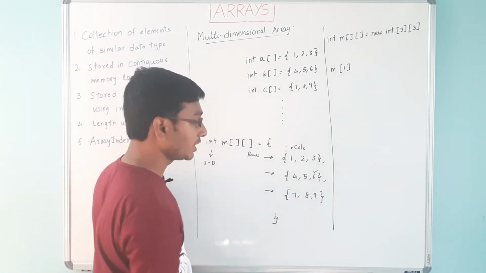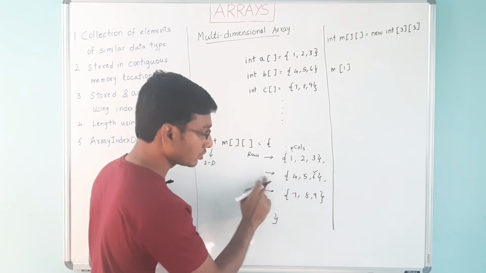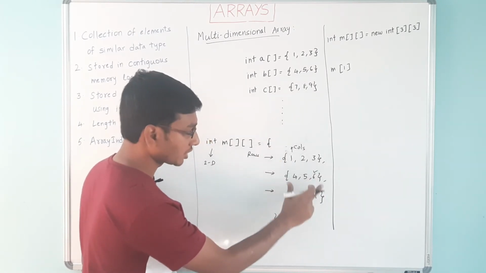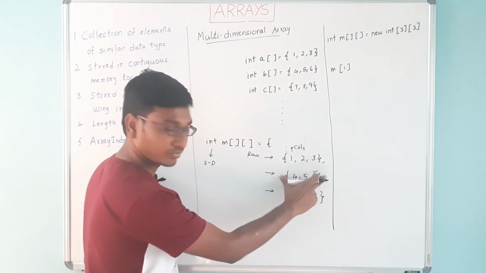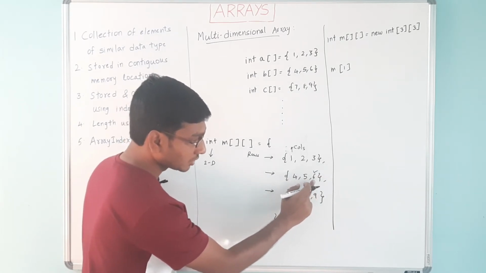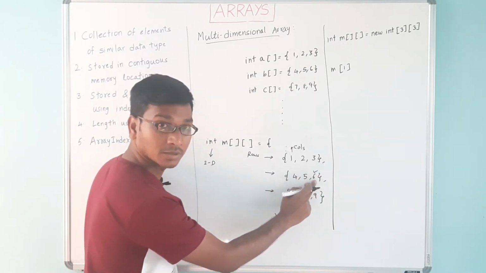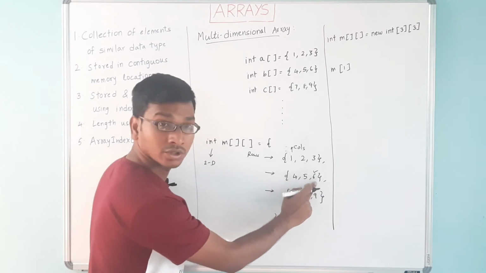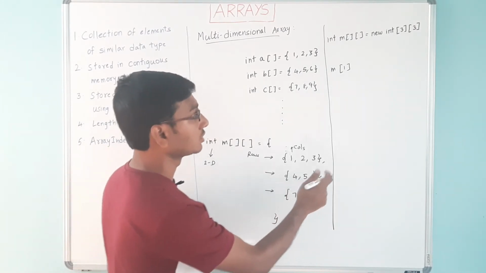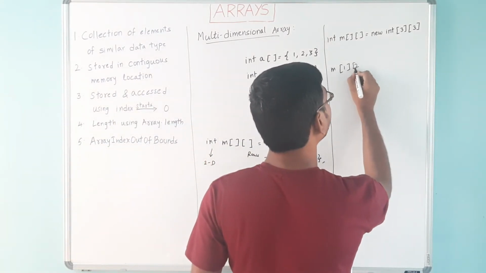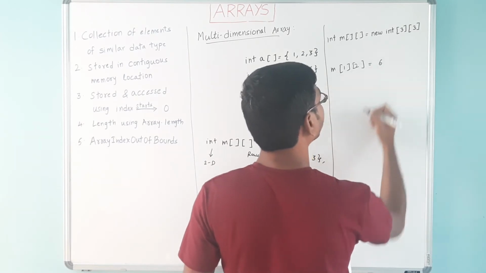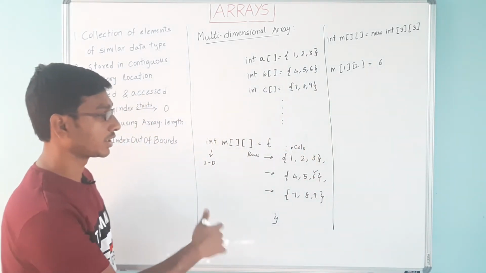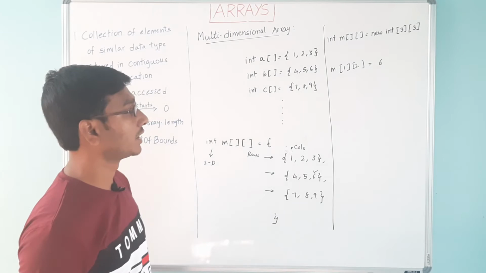So I have written 1 here, and then within it, within this array we are pointing to this object, and within this object 6 is present at the third position, that is index 2. 0, 1, 2, index starts with 0, right? So m of 1, 2 gives me the value 6. This is how we can read the values from a two-dimensional array.